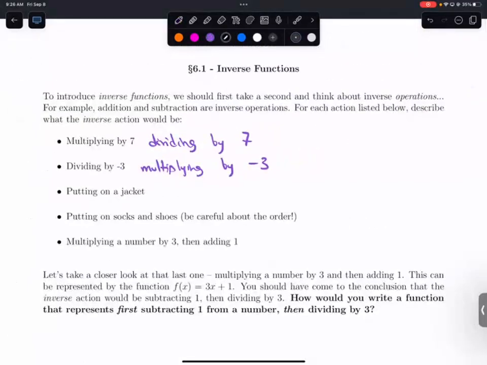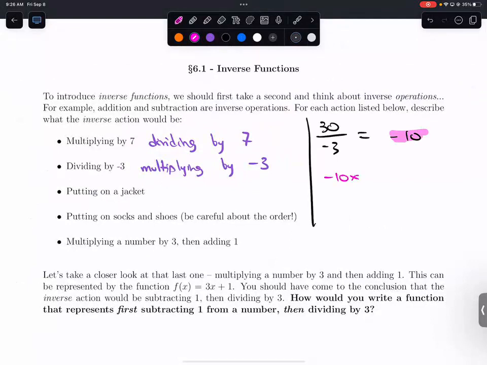Just to make sure everybody's on the same page with what I mean, somebody give me a number, preferably that's divisible by 3. 30. 30 divided by -3 is -10. -10 times -3 is 30, right? That's what we're trying to do. Do one, then do the other immediately, which is composition, right? And then end up back where we started.